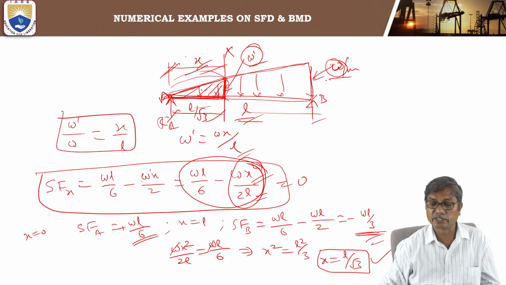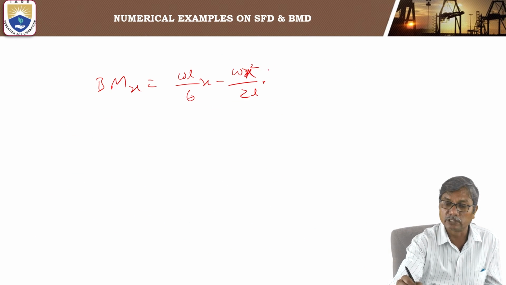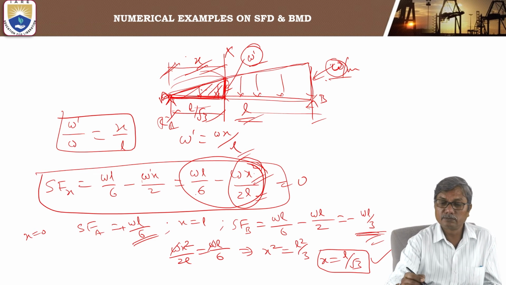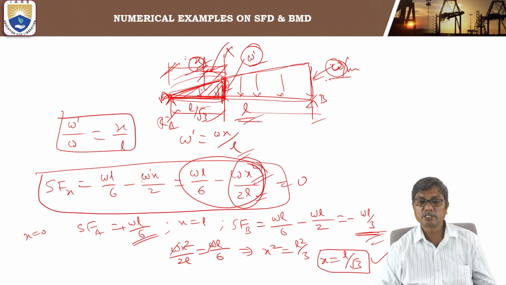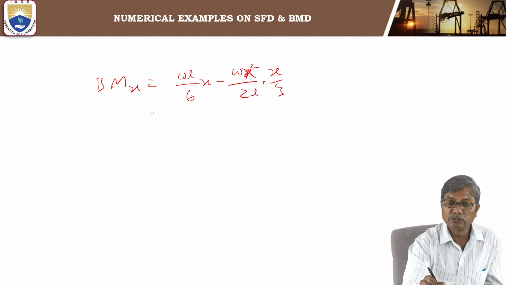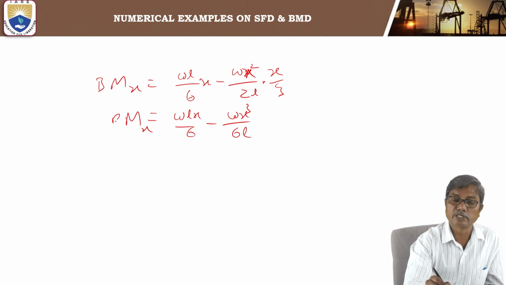Okay, for a length of x, its centroidal distance from the section is x by 3. The centroidal distance from this point is x by 3. This is the base of the triangle, so the centroidal distance is 1/3 of x height. So this becomes WL x by 6 minus WX cube by 6L. That is the bending moment at x.